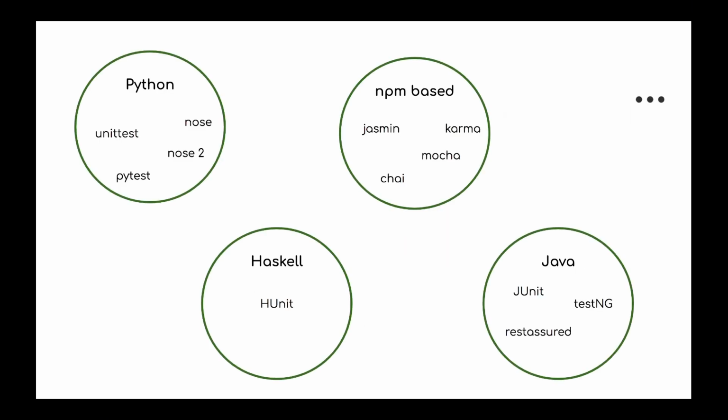Every good programming language has libraries to support writing test cases. For example, Python has unittest, nose or nose2, PyTest as testing libraries. NPM based languages like Node.js, Angular have Mocha, Chai, Karma, Jasmine. Haskell has HUnit. And similarly, Java has JUnit, TestNG, REST Assured, and many more. And the list goes on. We'll use JUnit for our case.